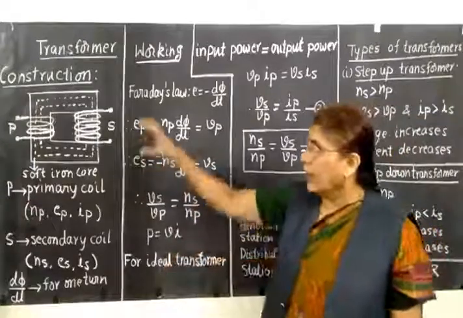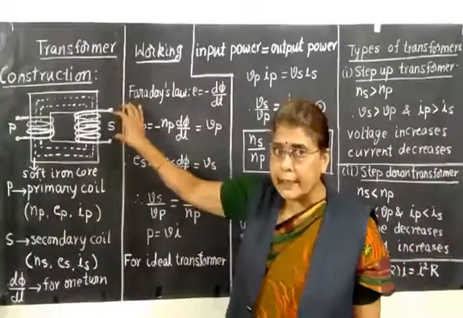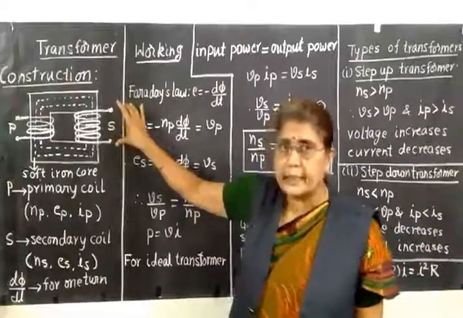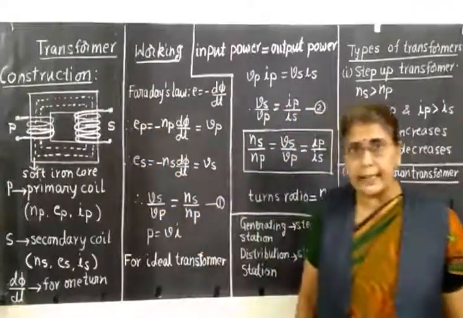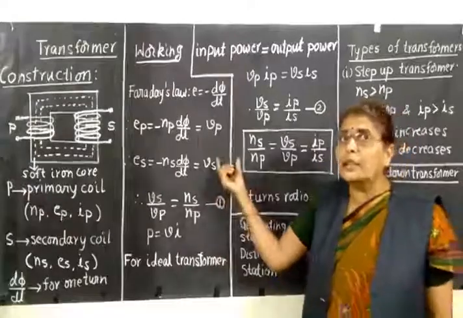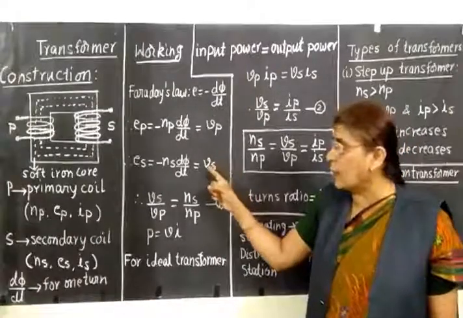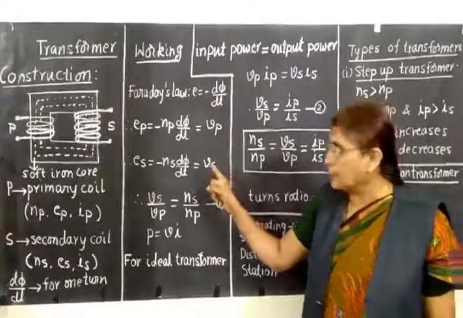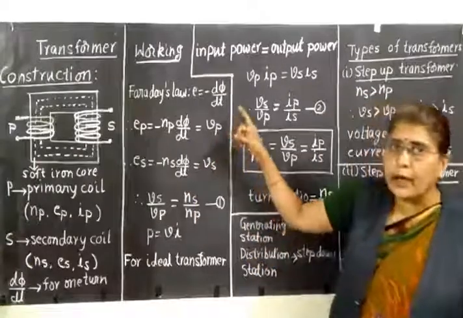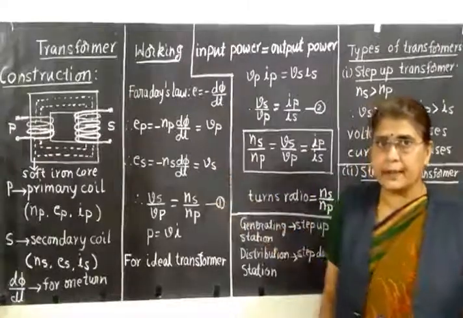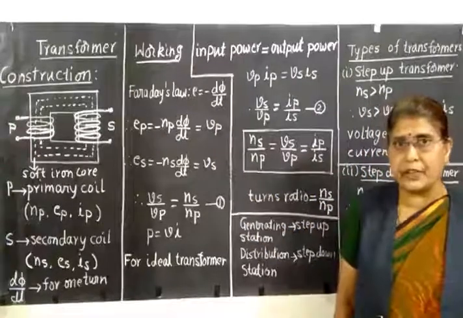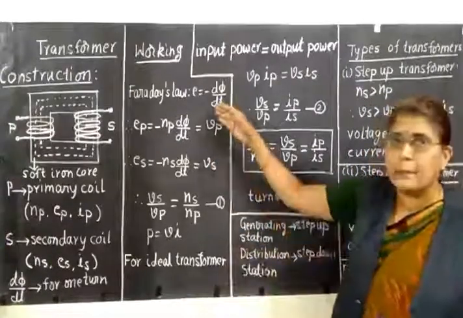Now, if there is no load resistor in the secondary circuit, if the secondary circuit is an open circuit, then this EMF induced in the secondary coil will be equal to the voltage across it. Let us call it Vs. So we got expressions for the input voltage Vp and the output voltage Vs. Now let us simplify these equations. Let us take the ratio Vs upon Vp.